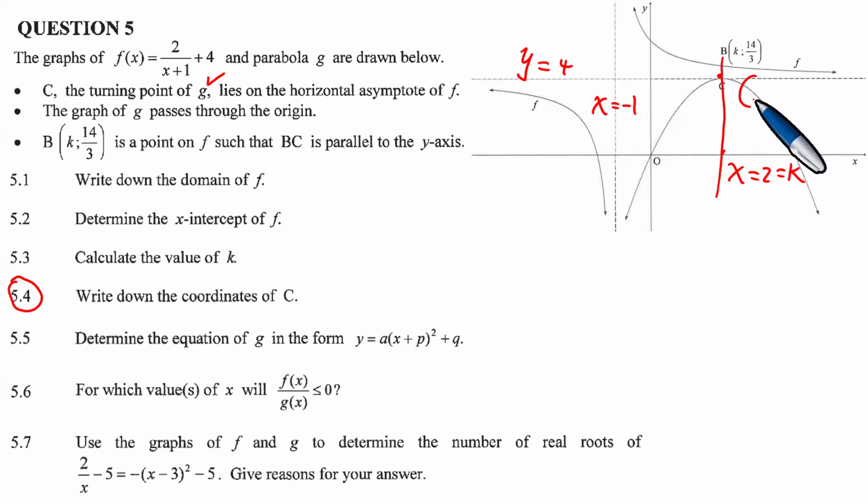With this mentioned, we are able to state the coordinates of the point C. The x coordinate will clearly be 2, but the y coordinate is clearly 4. So the coordinates of C are (2, 4). And this is the answer. So you have found the coordinates of C.